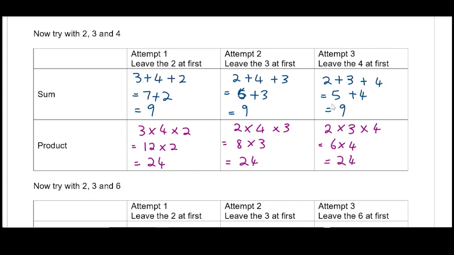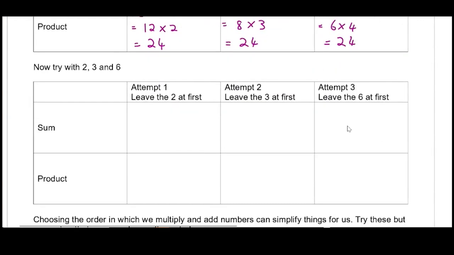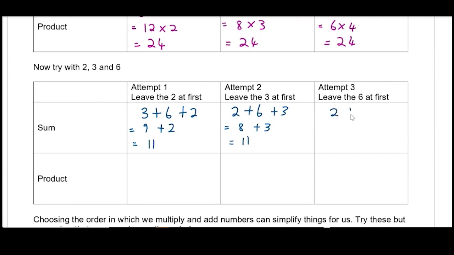Okay, let's try with 2, 3, and 6. We're going to leave the 2. We get 9 plus 2, we get 11. We're going to leave the 3 and add the 2 and the 6. We get 8 plus 3, we get 11. We're going to leave the 6. We're going to get 2 plus 3 and then add the 6. We get 5 plus 6, we get 11.